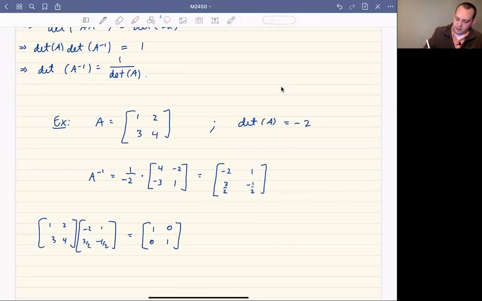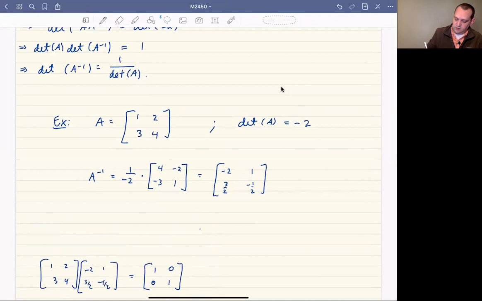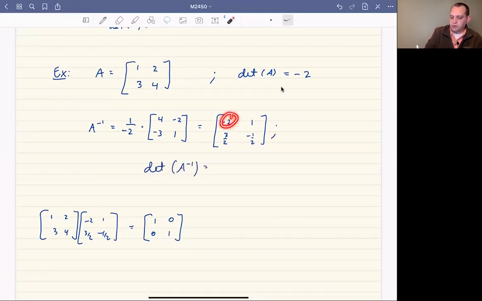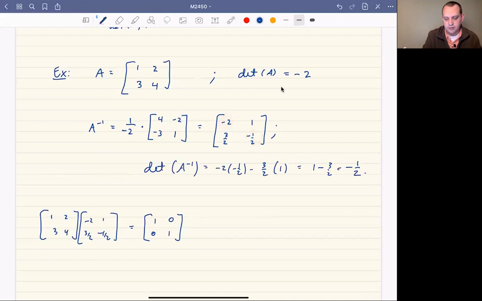Our final step is to figure out the determinant of A inverse. We'll do this the usual way. We take the product of those two terms, so that's -2 times -1/2, minus the product of the other two terms, so 3/2 times 1. That's going to be 1 minus 3/2. So we really do get -1/2. Okay, everything is good.